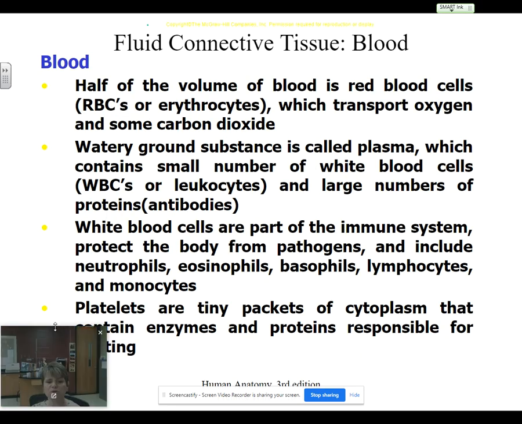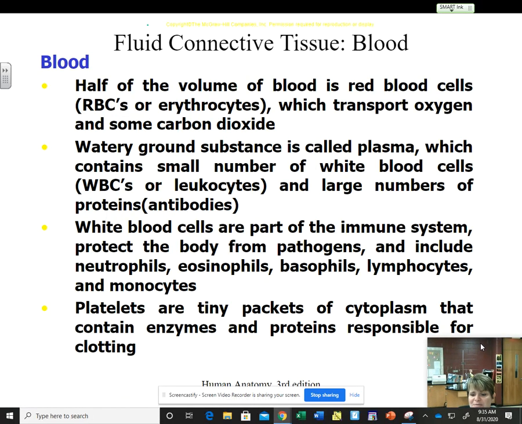Okay, moving on to fluid connective tissue. There are two types of fluid connective tissue, and that's going to be blood and lymph. First, let's talk about the components of blood.